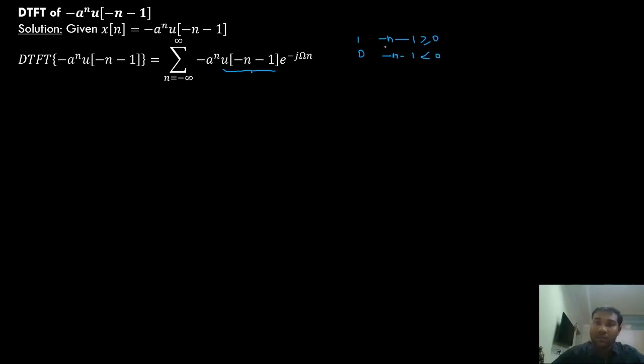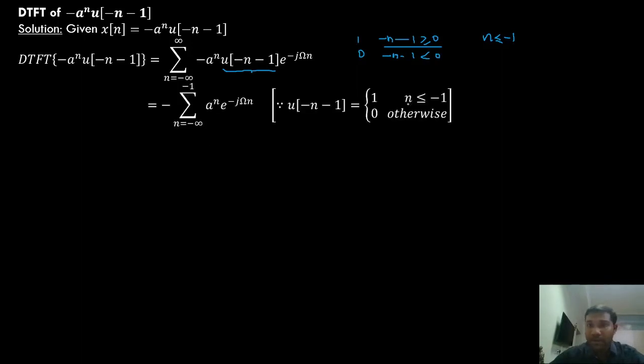So if I simplify this expression, what I will get, if I take minus n to the other side, it becomes n less than or equals to minus 1, right? N less than or equals to minus 1, it is 1. For n greater than minus 1, it is 0, right? N less than or equal to minus 1, u of minus n minus 1 is 1, and all other values it is 0. So this expression, this summation here from minus infinite to infinite, I am going to write it as two different summations, from minus infinite to minus 1 and then 0 to infinity, right?